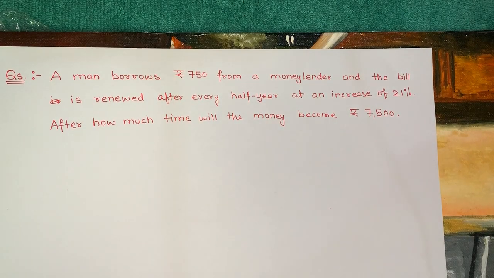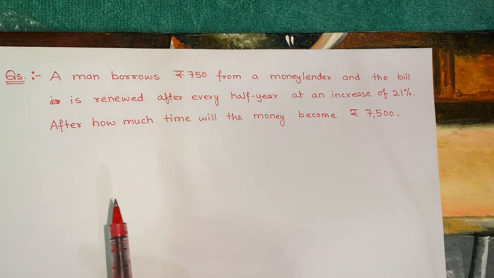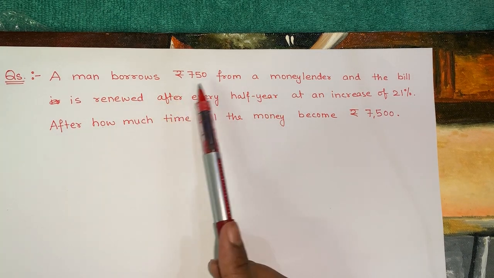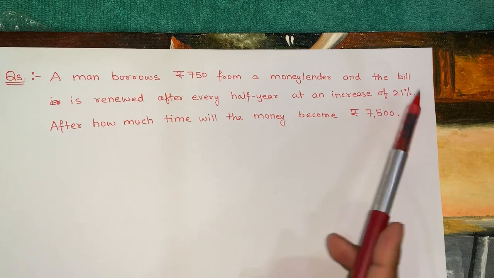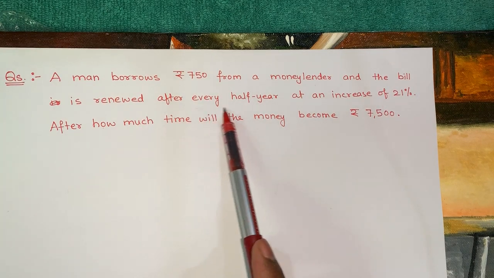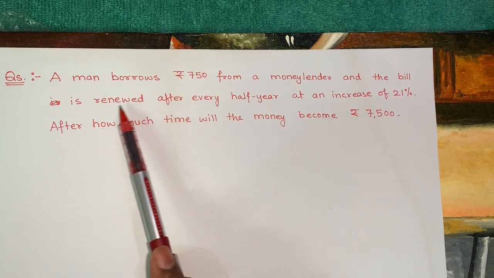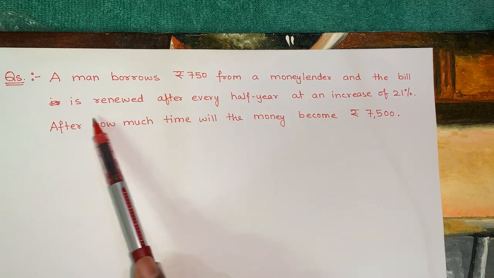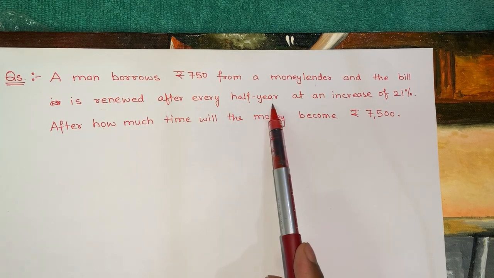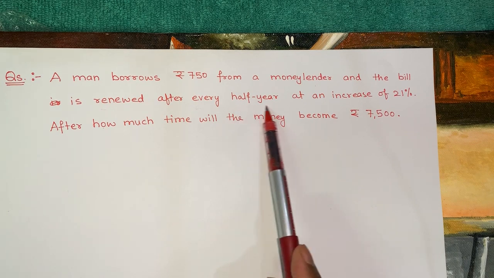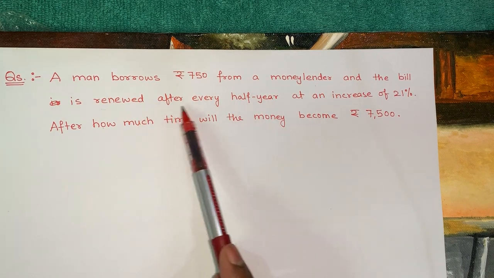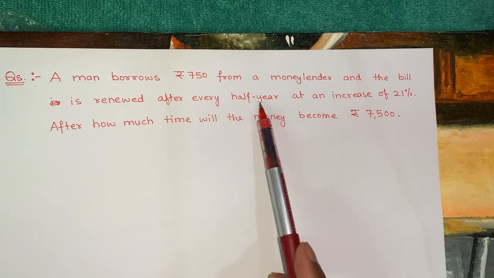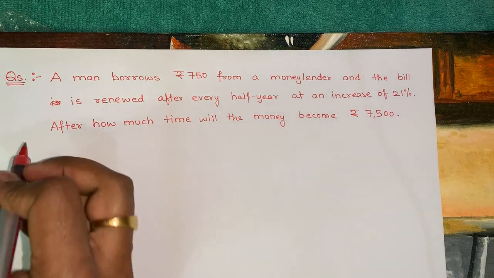Now let's solve one more question of compound interest and then we will move ahead. The question here is, a man borrows rupees 750 from a moneylender and the bill is renewed after every half year. So if the bill is getting renewed after every half year, which means that interest is also being calculated on a half year basis. So here interest is being compounded half yearly. So here my M is equal to 2.